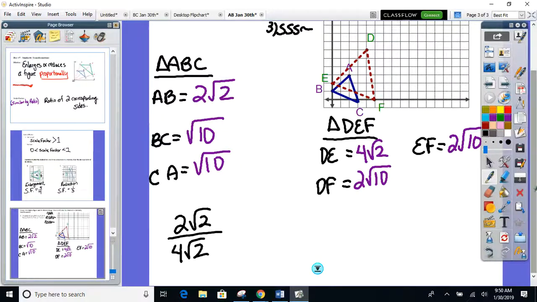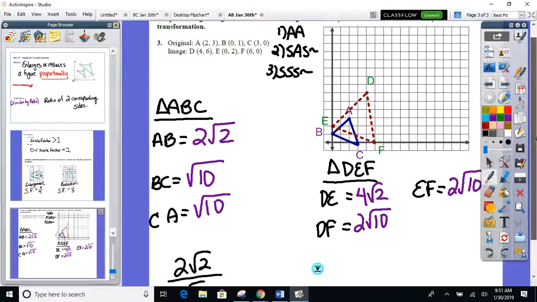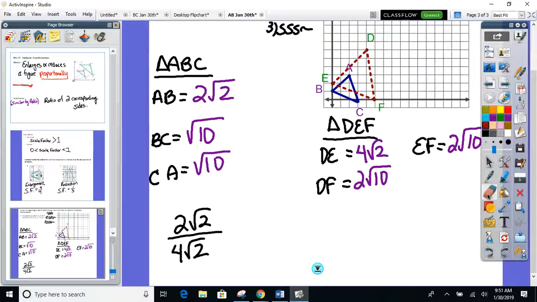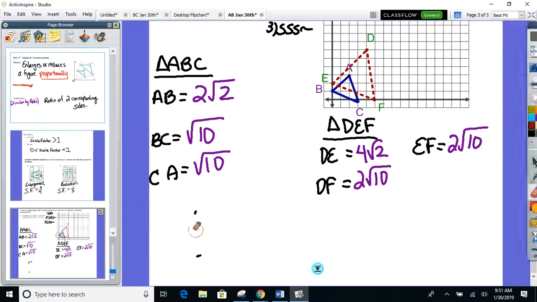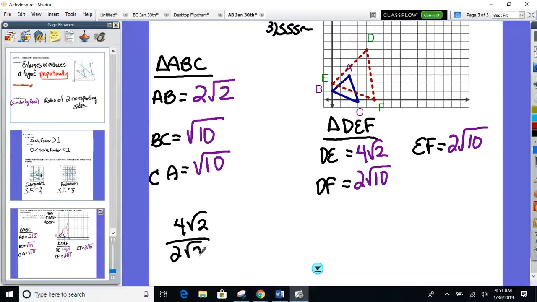Oh, hold on. I should have figured. Which one are we going from? A to D. So we're enlarging it, right? Everyone agree we're enlarging this? Okay, so I should be taking the bigger sides first. So 4 radical 2 over 2 radical 2. All right. What does DF correspond with? DF corresponds with AC, which is radical 10. Oh, here we go again. And EF.